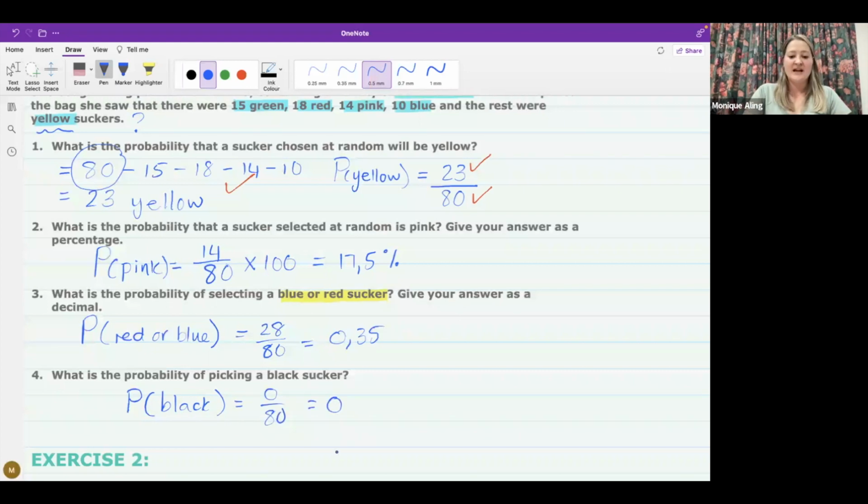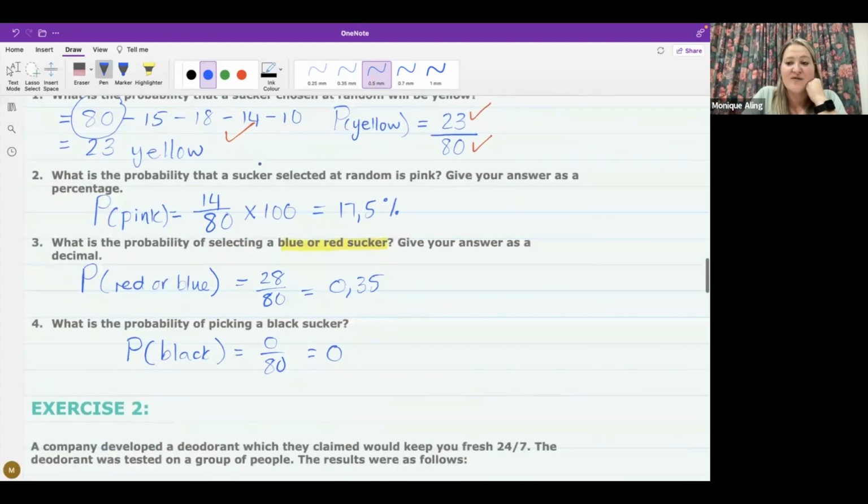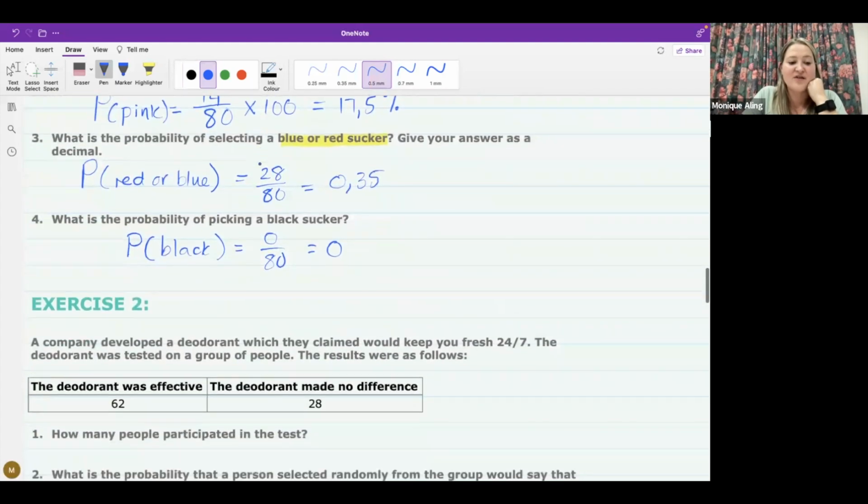Cool. Nice. Well done, everyone. You're doing so well. Okay. Let's see how the next one goes. Hopefully just as good as this one. I think you guys have got it though.